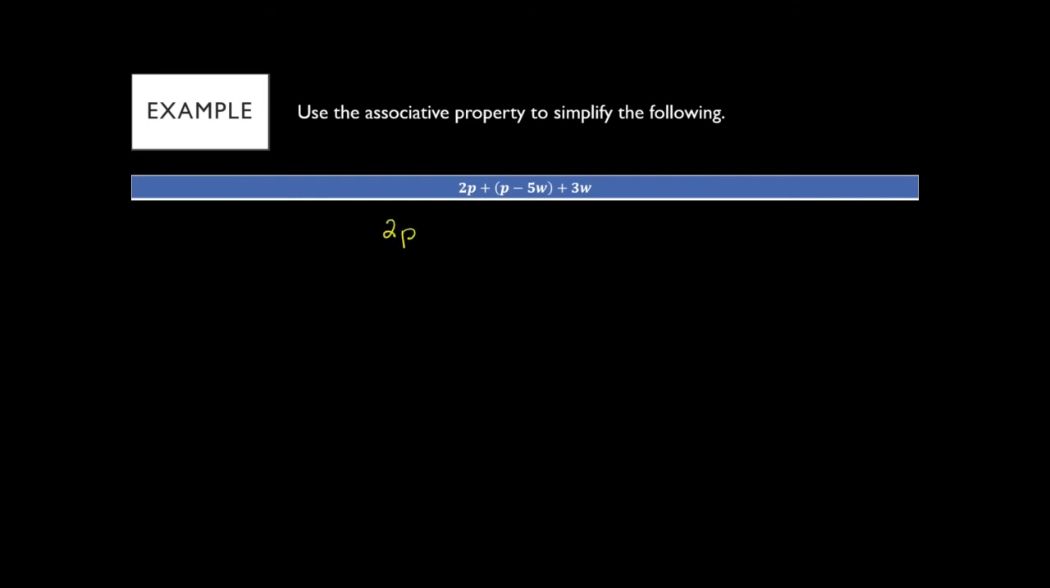So we've got 2p plus, and then to make things a little easier, instead of the p, I'm going to put a 1p there, because if we have just a single p, there's one of them, so I can just put that number in front. And then I'm turning that minus 5w into adding a negative 5w, and then I have plus 3w. So far I haven't used the associative property, because I haven't moved the parentheses. I'm just rewriting things so that we can move the parentheses.